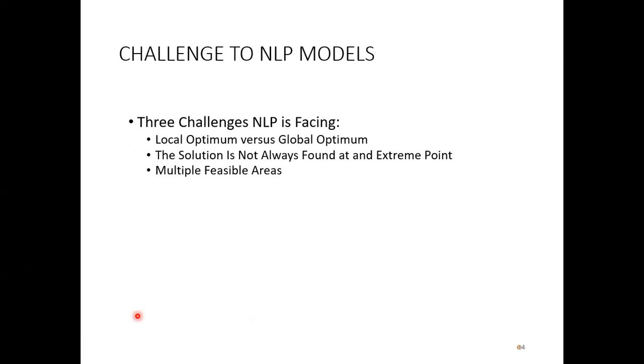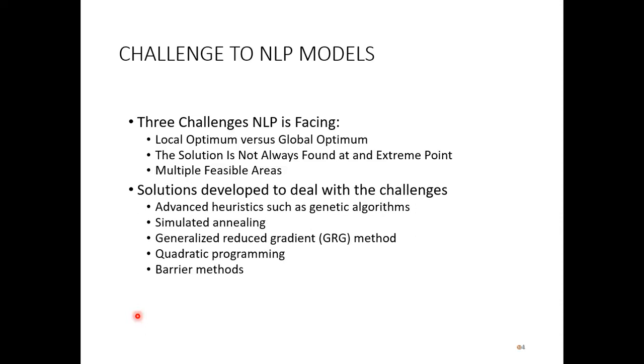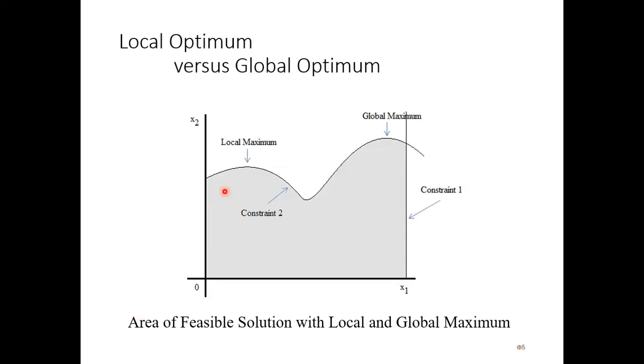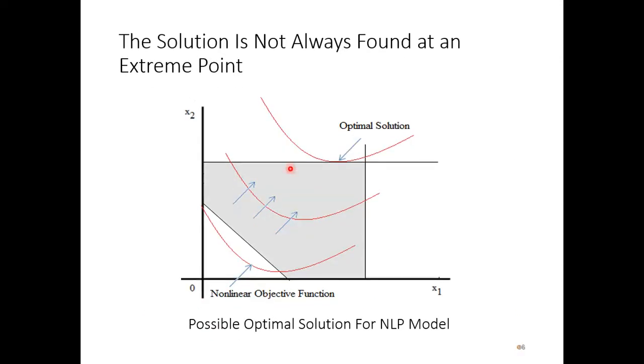Three challenges to NLP. First, in NLP you may be looking at a local optimum while a global optimum exists. Second, the solution is not always found at the extreme point. Third, in NLP you may find multiple feasible areas. I'll just show you an illustration of that. You may be looking at some solution here, whereas there may be another solution existing at the global maximum. And then the solution is not always found at the extreme point.